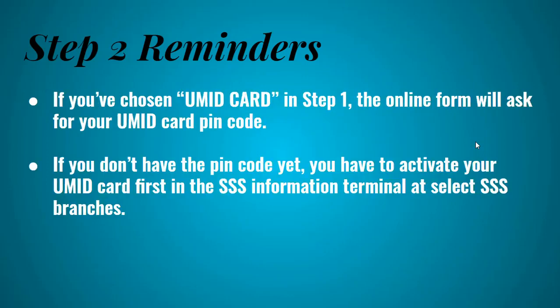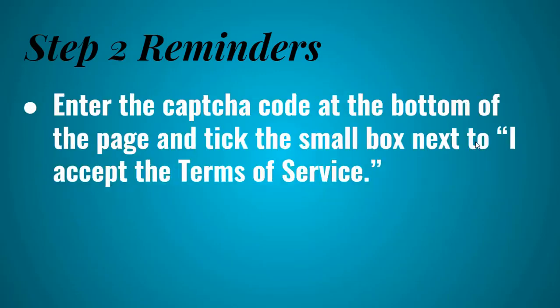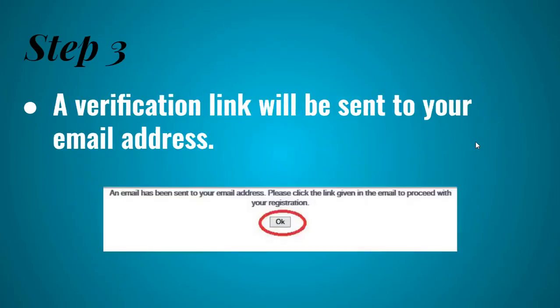registration. If you have chosen UMID card in step 1, the online form will ask for your UMID card PIN code. And if you don't have the PIN code yet, you have to activate your UMID card first in the SSS information terminal at select SSS branches. Then again, you have to enter the CAPTCHA code at the bottom of the page and tick the small box next to I accept the terms of service so that you can click submit and go to the next part of the registration. Step 3, a verification link will be sent to your email address.